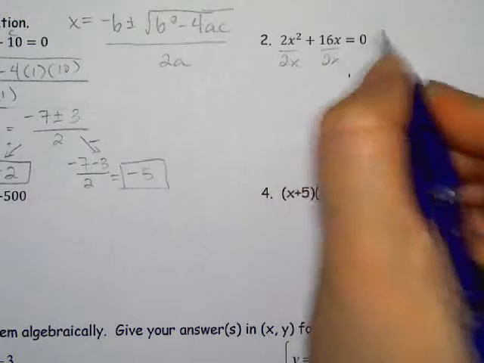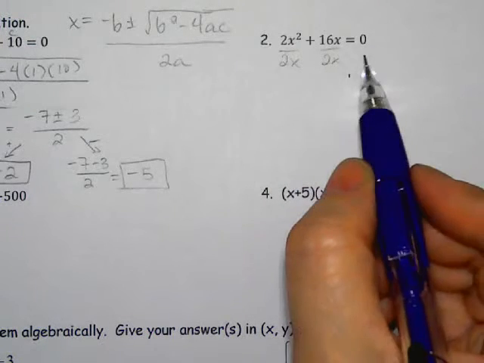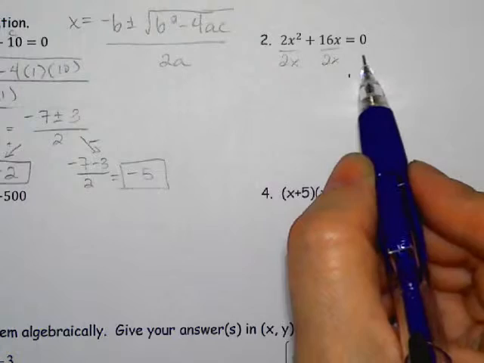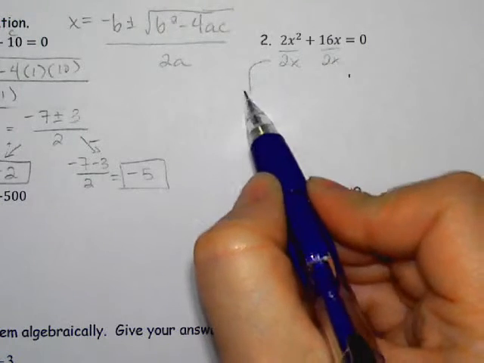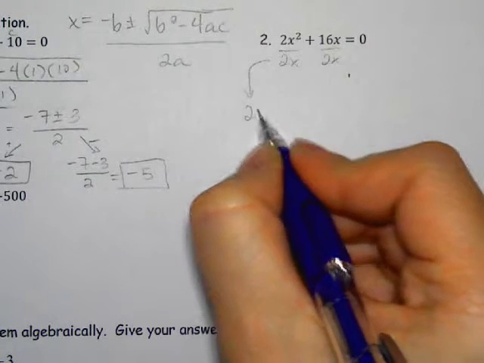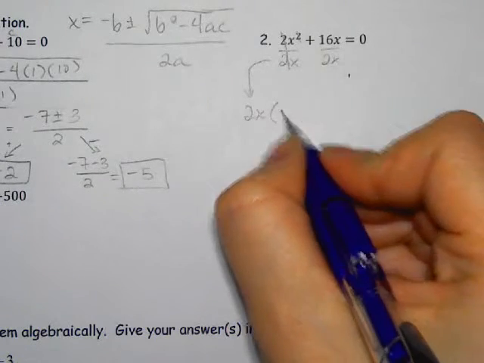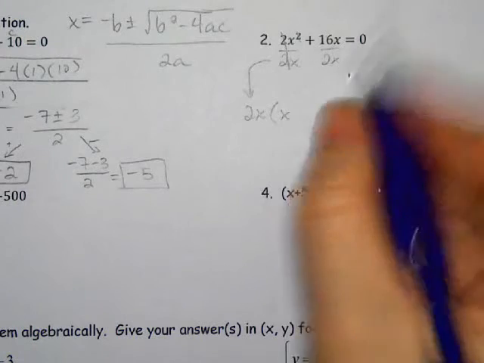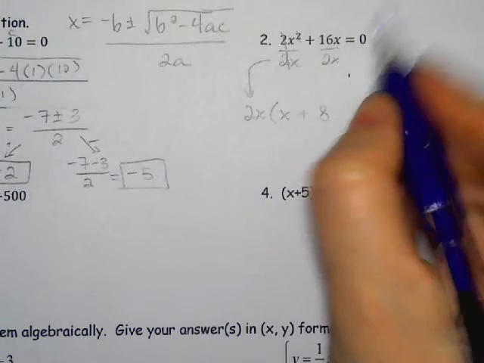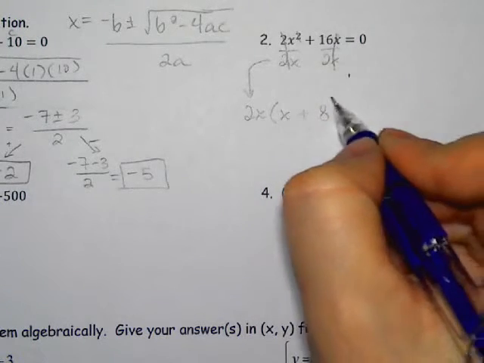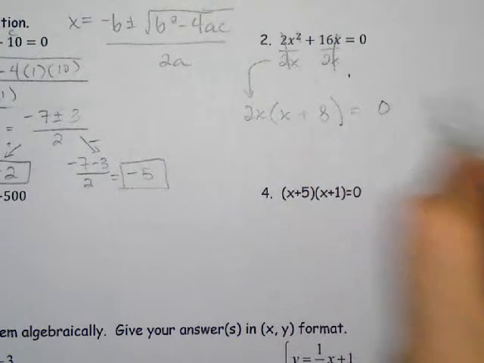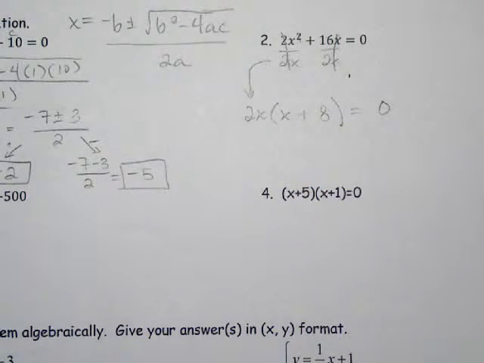both divisible by 2x. Now, I want to be clear when I'm writing this, I'm not actually dividing them like I would both sides. I'm taking that 2x and putting it out in front. That's the factoring part. What I'm left with here on the inside is x, and then 16 divided by 2 is 8, and my x's divide out there. So this is just rewriting it. It's not doing anything to it. I'm just writing it differently.